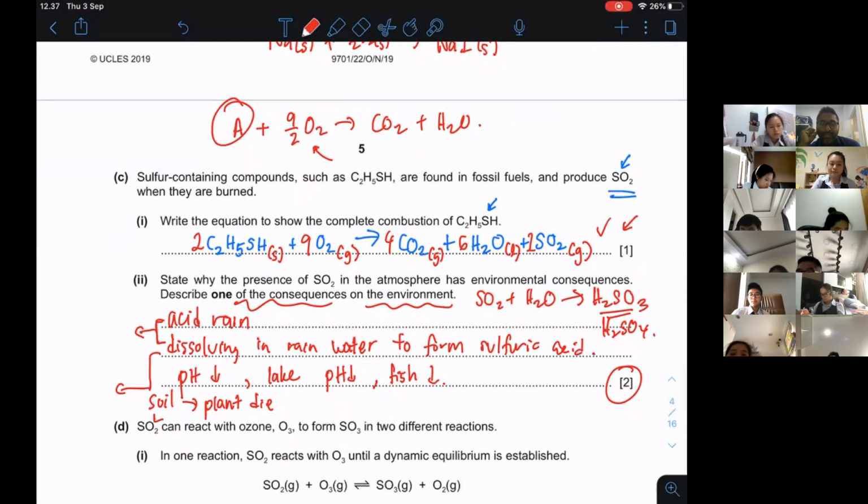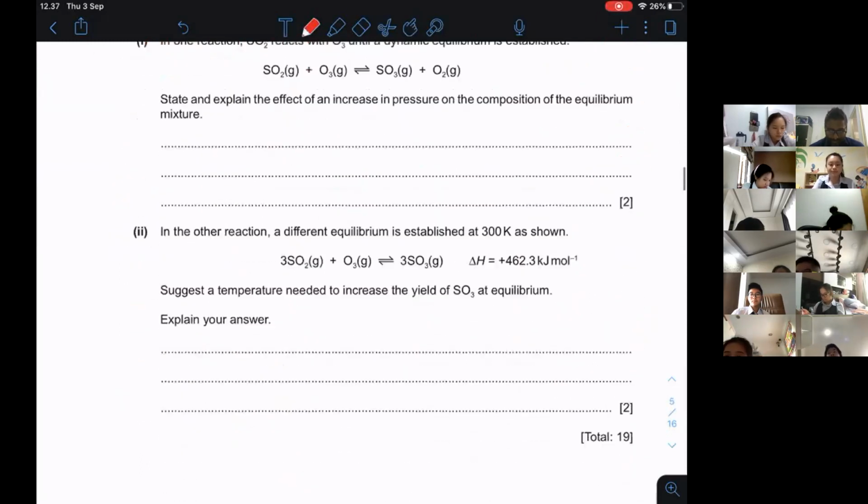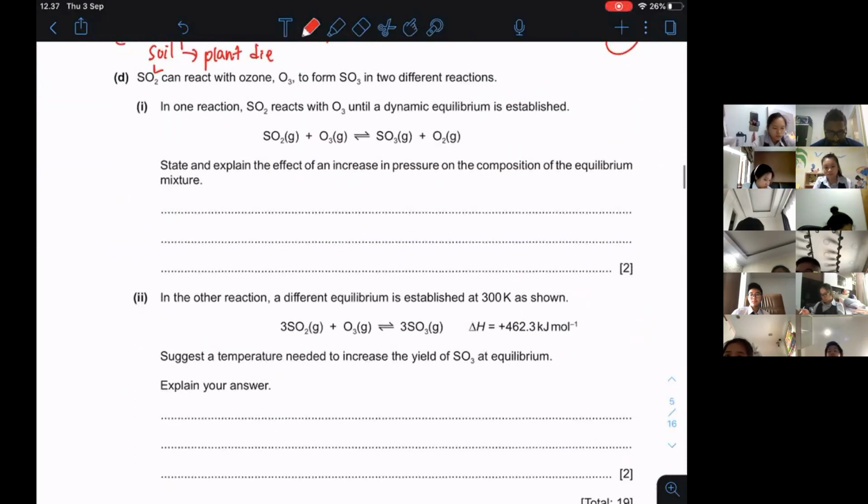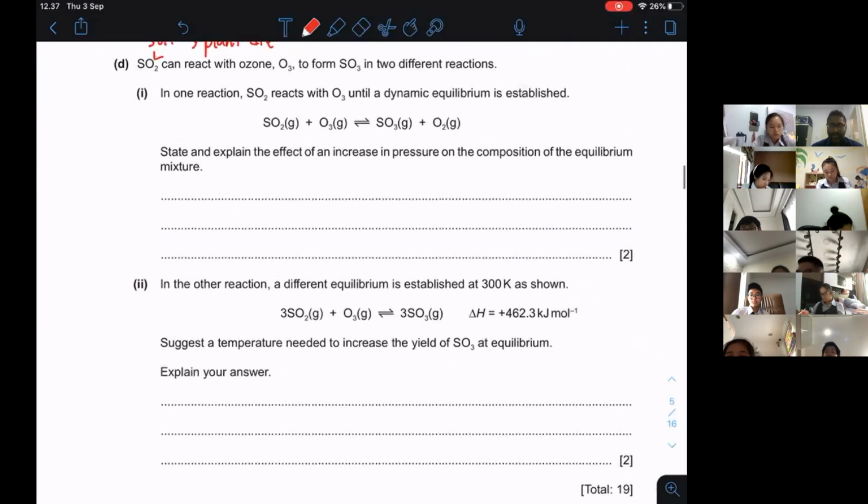But I don't think you need to give it as a fraction. Okay, sir. There are still 2 more questions. Maybe can we just finish it? Okay, let's finish it.